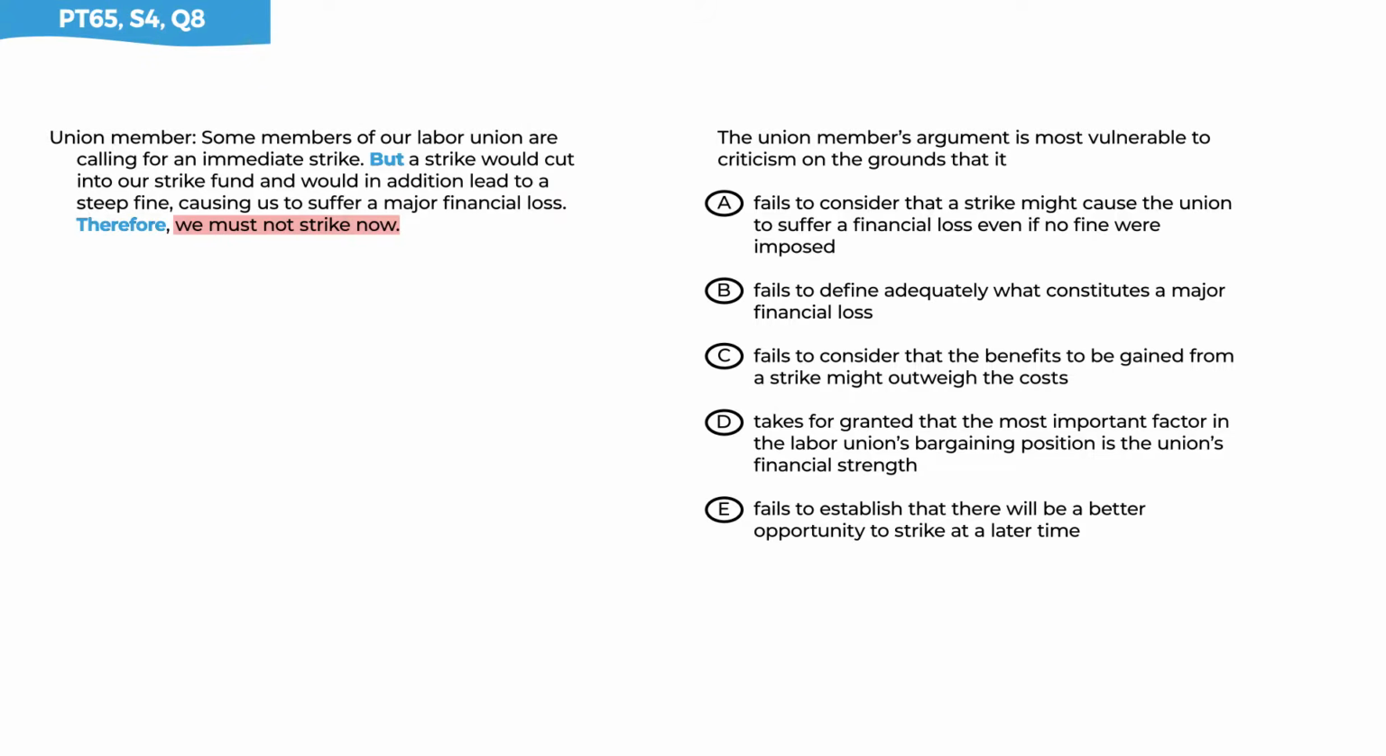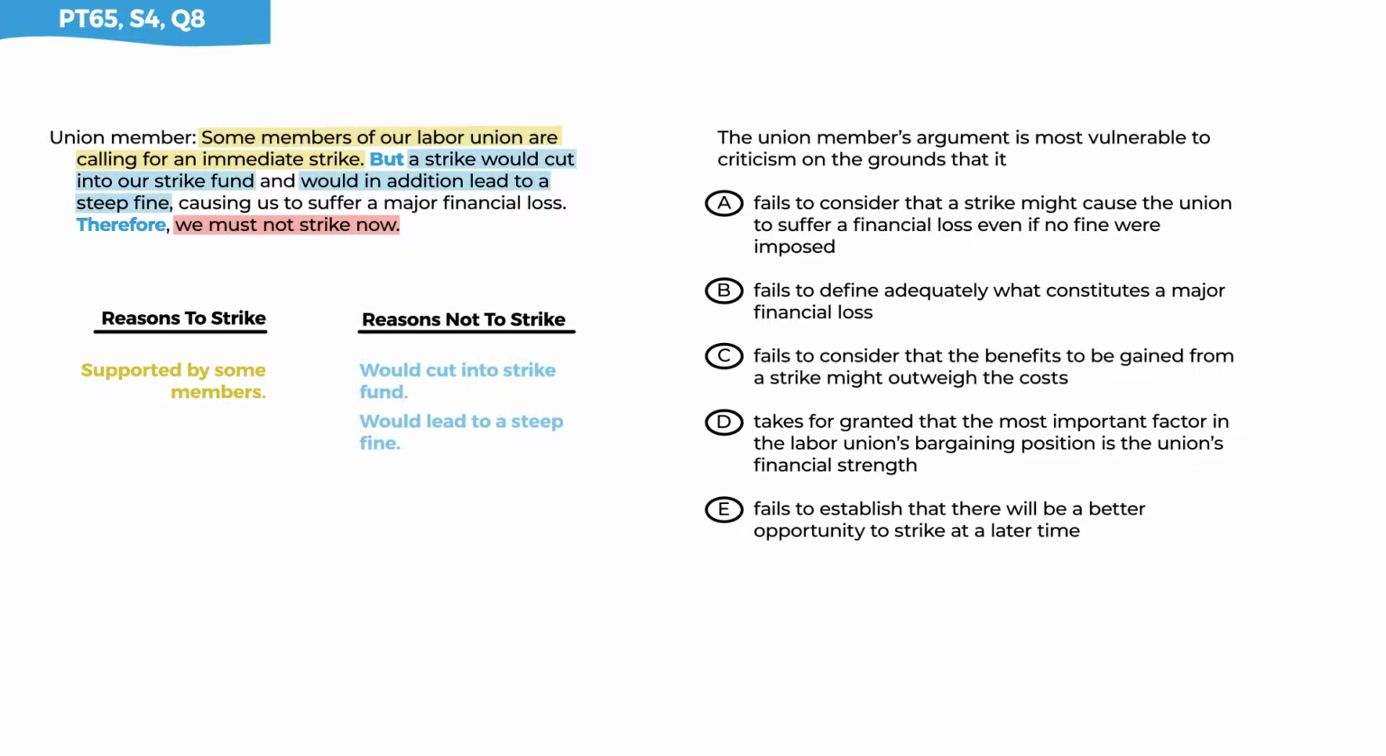Now that conclusion is essentially advocating for one of two choices, whether we should strike or whether we should not strike. The argument or the union member gives us reasons not to strike. But before we get there, we're also given a reason to strike, which is that some members of the labor union are calling for an immediate strike. So we don't exactly know why they're calling for it, but we do know that it's supported by some members of the labor union. It doesn't indicate much of a benefit, but it does seem like it's pro-striking. Now, the reasons that the union member gives for not striking are that it would cut into the strike fund and that it would lead to a steep fine and that those would cause a major financial loss, right?